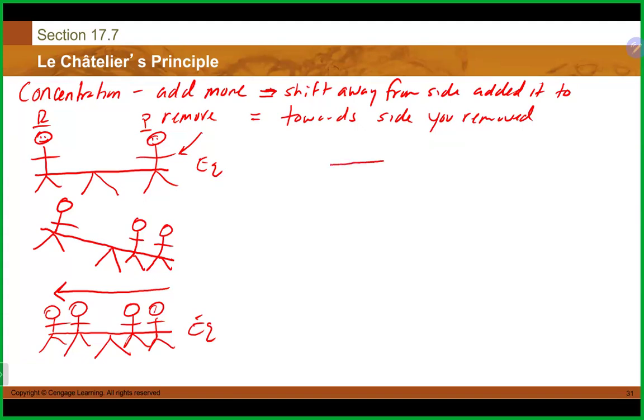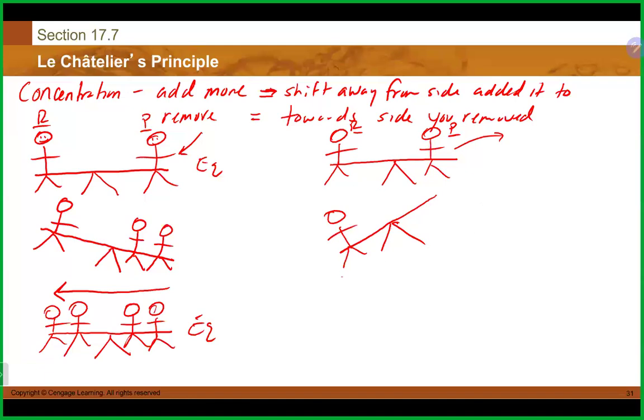Again, if we had a situation where we were at equilibrium here starting out, with our reactants and our products here, and this guy decides to hop off, that's going to cause this thing to come crashing down.